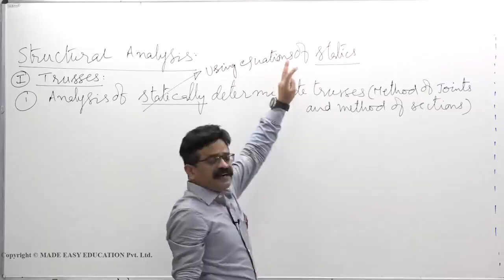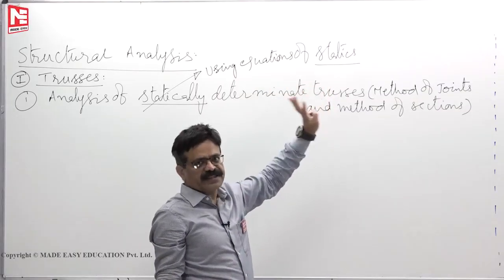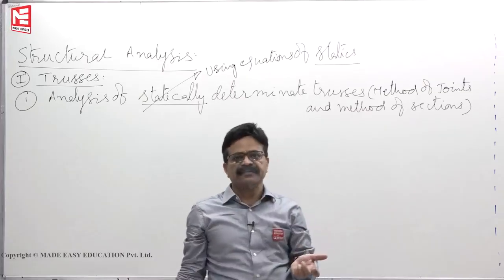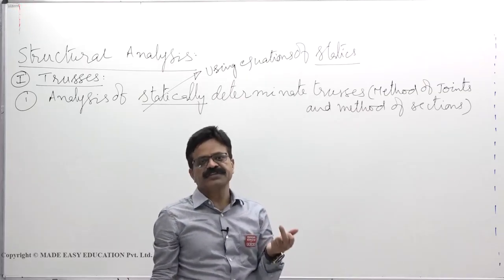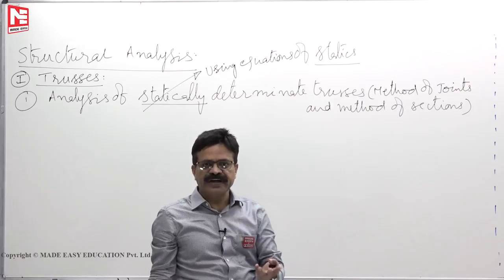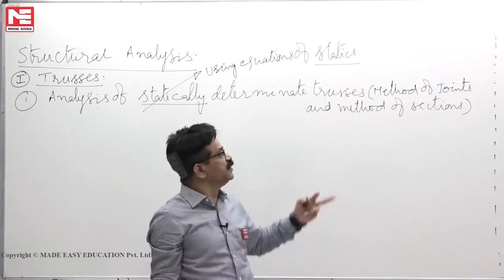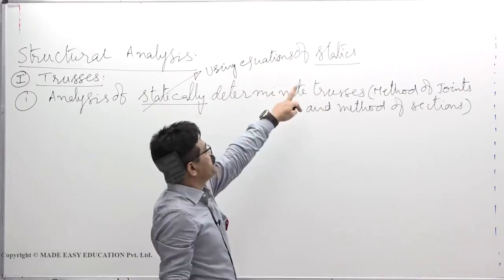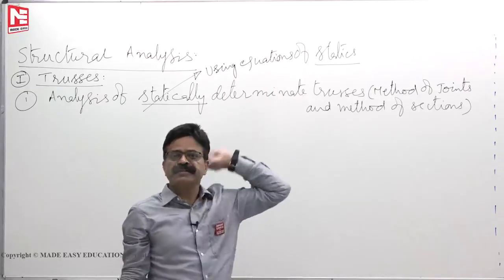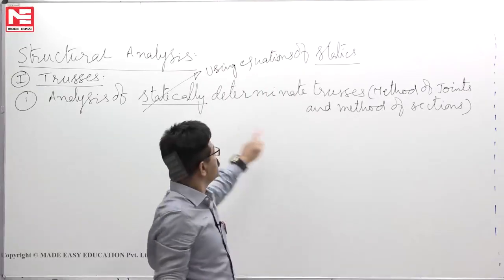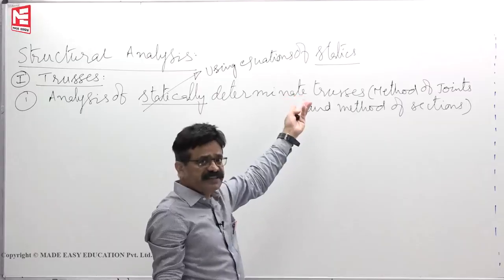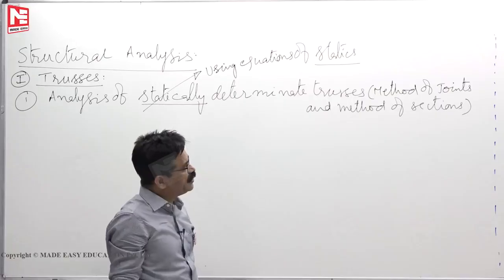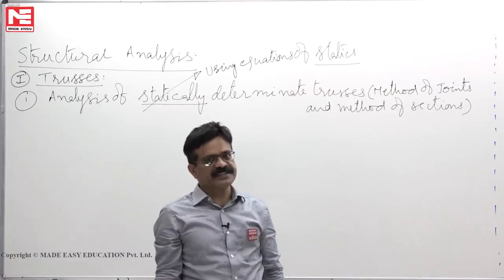If you can find everything, all unknown reactions and member forces, if you can analyze, analysis means finding the forces: axial force, shear force, bending moment. If you have to find them, then it is called analysis. So analysis of statically determinate trusses means using equations of statics alone, you can determine all the unknown quantities. Those structures we call statically determinate trusses. In this chapter, we study about method of joints and method of sections.